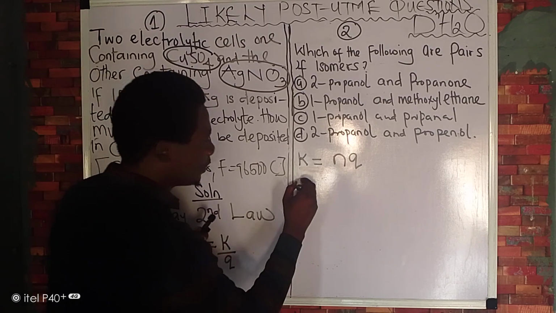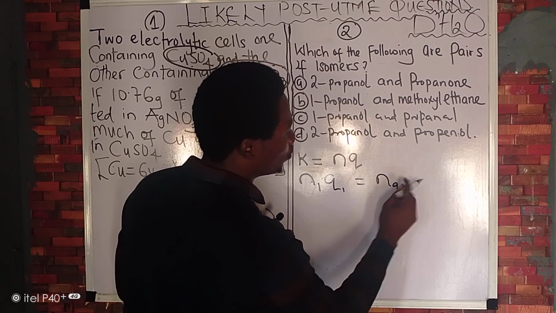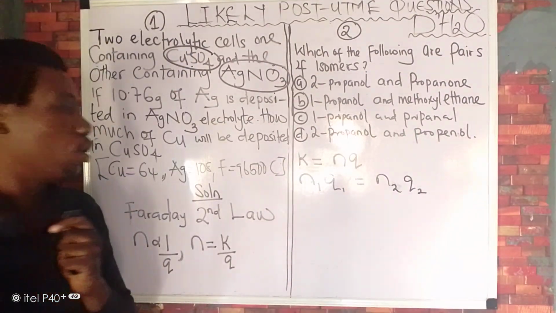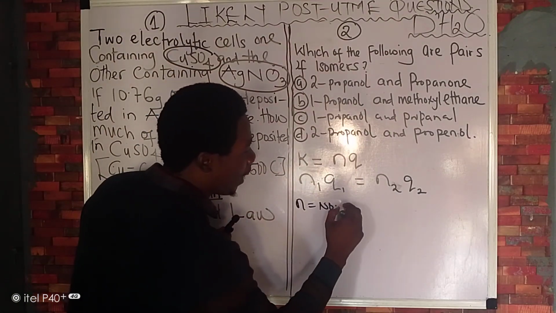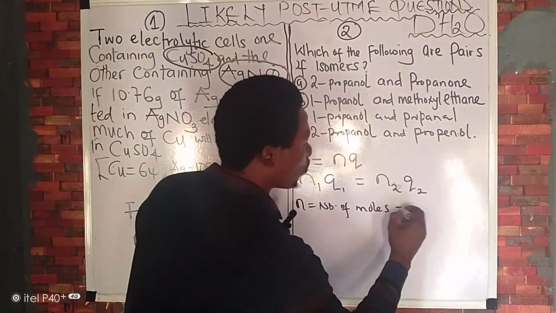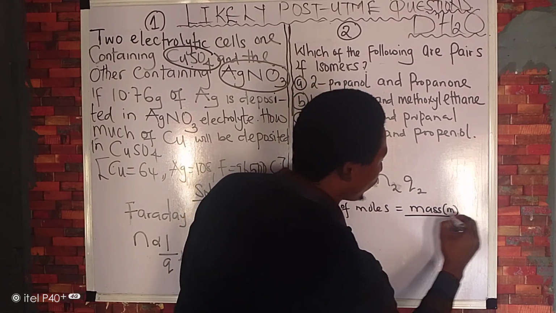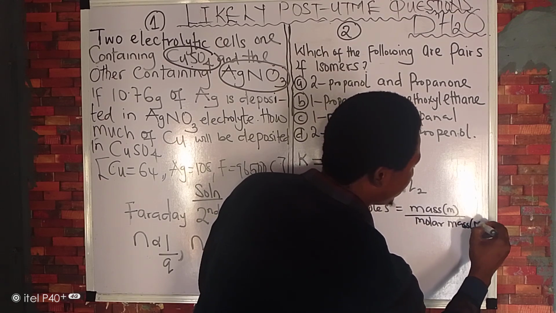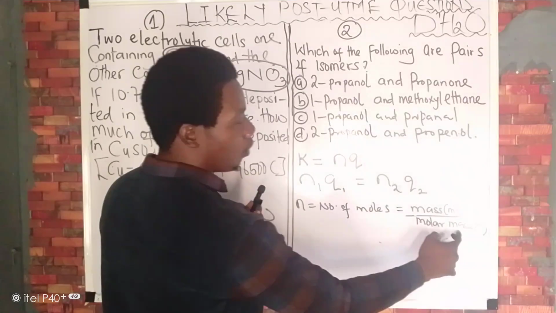So from here you can find that N1 Q1 is equal to N2 Q2. This is according to Faraday's second law of electrolysis. Don't forget I told you that N is the number of moles, and the number of moles is equal to the mass deposited over the molar mass. Please, it must be noted that number of moles is mass over molar mass.